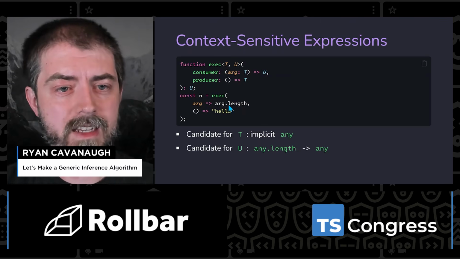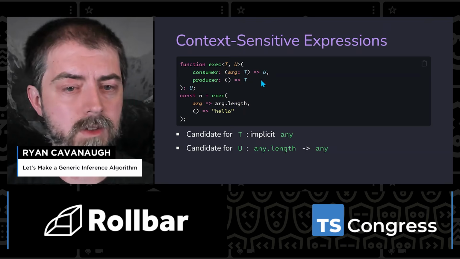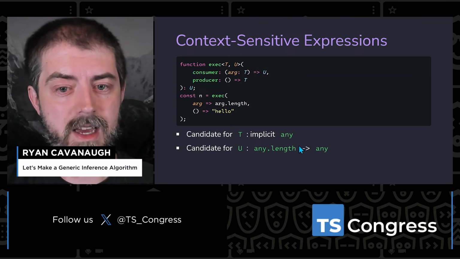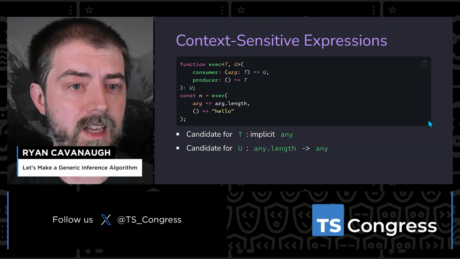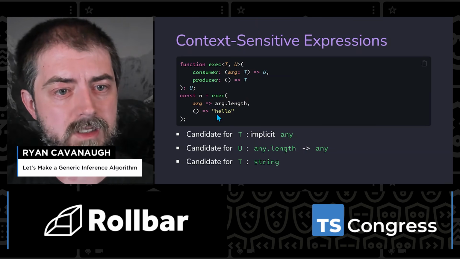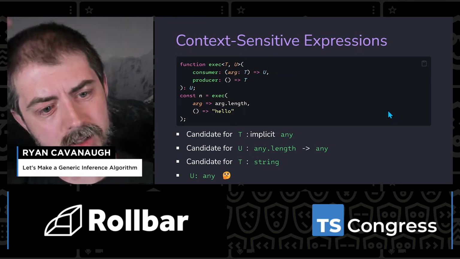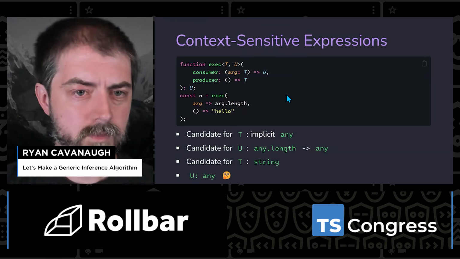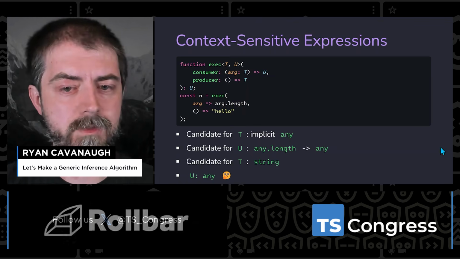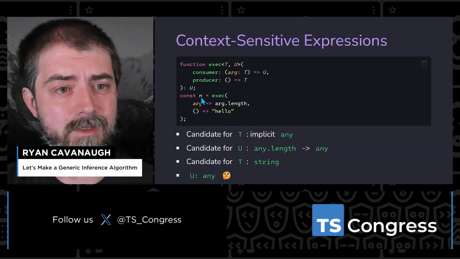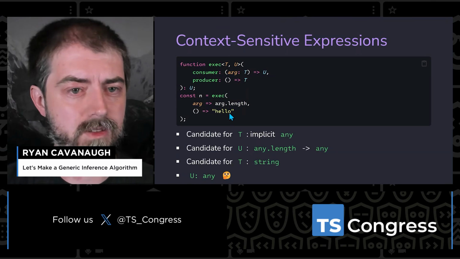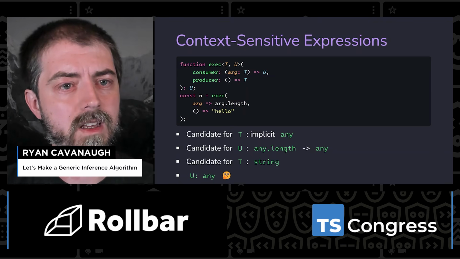And we say arg.length is what we're inferring for u. If arg is of type any, then any.length is of type any. So therefore, the candidate that we get for u is any. We pick up a candidate for the producer's return type t, which is string. And therefore, we say u is any. How you deal with the implicit any and the string candidates for t is immaterial here, because it means that n is of type any. And that's really unsatisfying, because you look at this code and you say, I don't see why TypeScript couldn't figure out what to do with this.